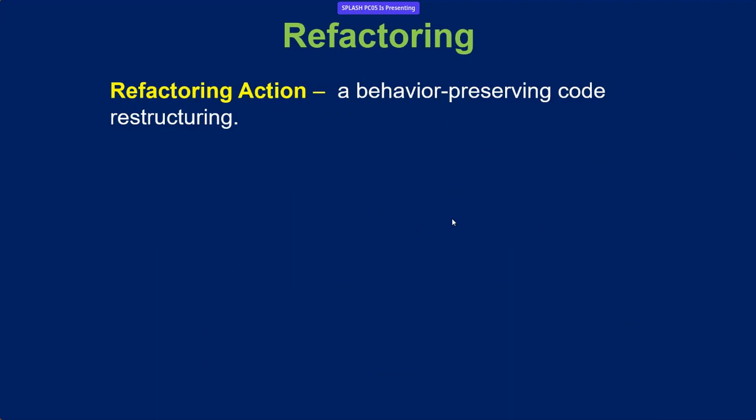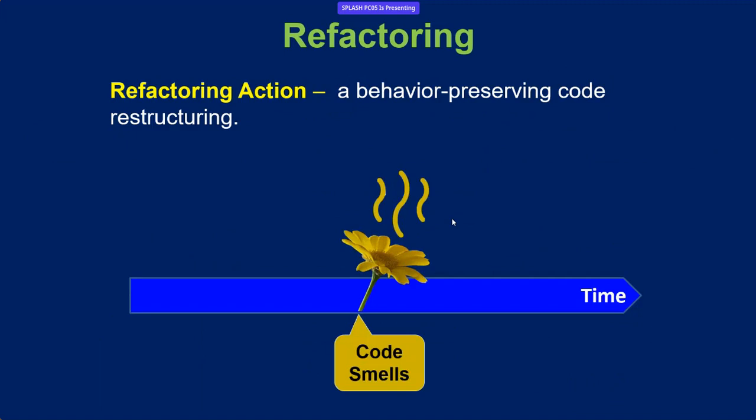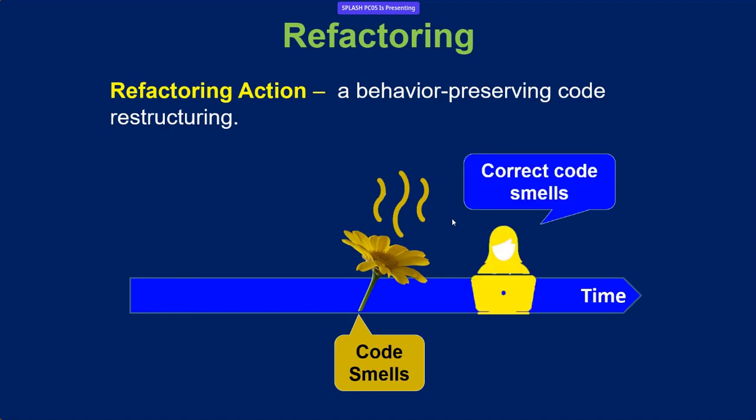The activity of refactoring includes a lot of refactoring actions. Each refactoring action is a relatively simple restructuring of the code that doesn't change its behavior, but does fix some design issue in the code. Normally, a refactoring action is done in response to some code smells. This is with the intention of correcting the problem that caused or brought about those code smells.